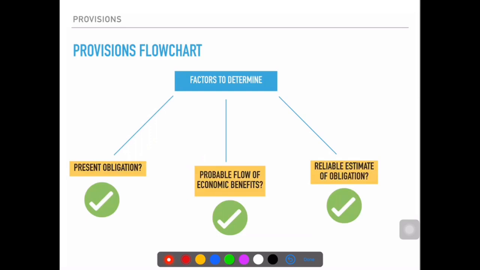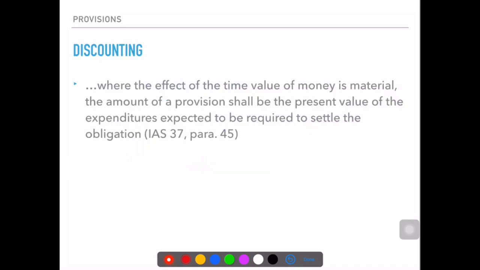The last thing I want to touch on is the discounting on liabilities. Provisions are measured at discounted present value using a pre-tax discount rate because it should reflect the current market assessment of the time value of money. So if we have a future liability that has to be paid, we have to discount it back to today's value. I hope you now understand the basic concepts of provisions.